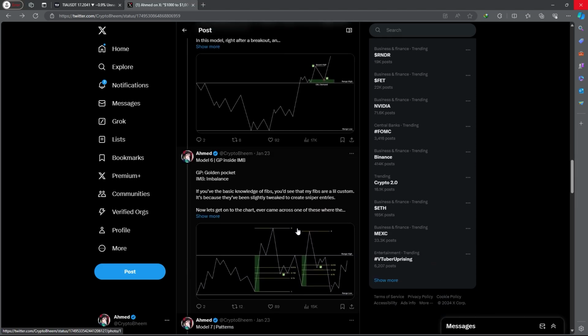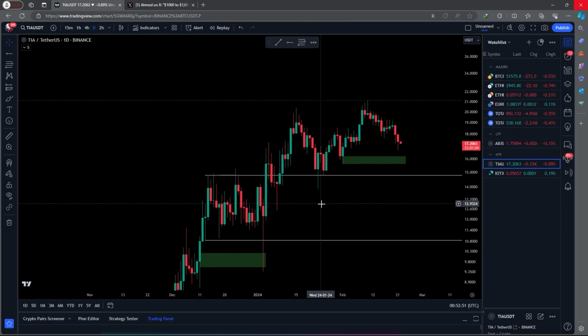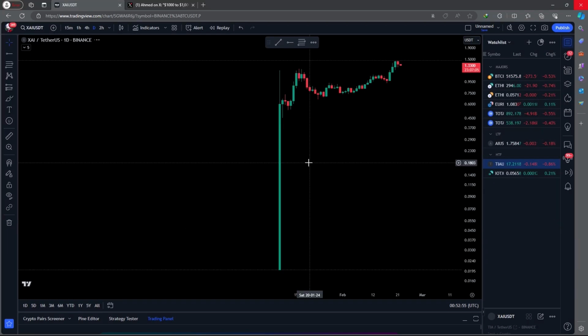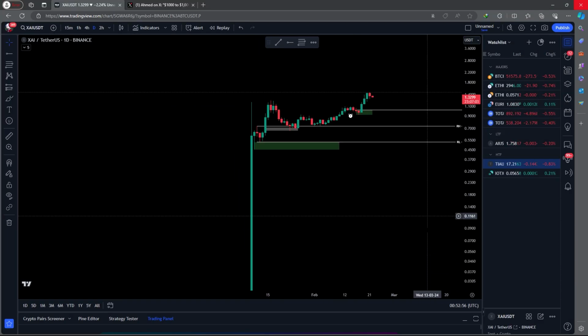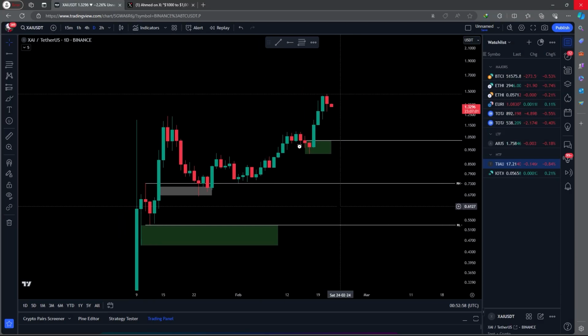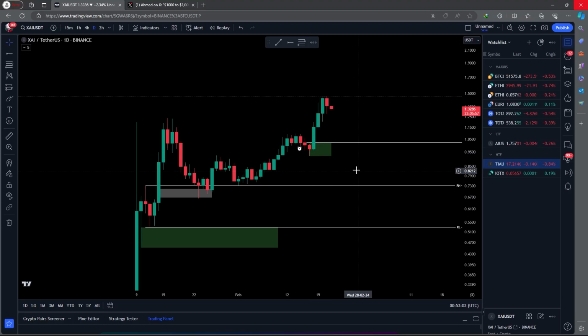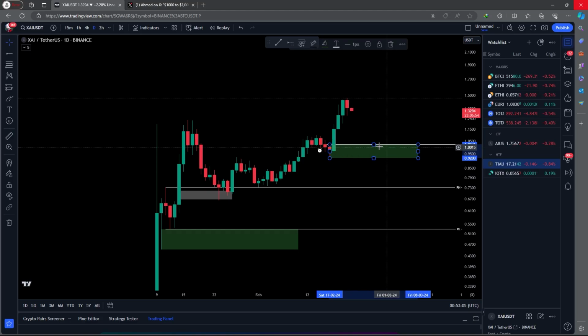Now, the sixth model is the GP inside IMB, short for Golden Pocket Inside Imbalance. For that, we are going to use the example of XIUSDT. Okay, if any one of you remembers, this is my analysis for the future. I have an alert set as well.